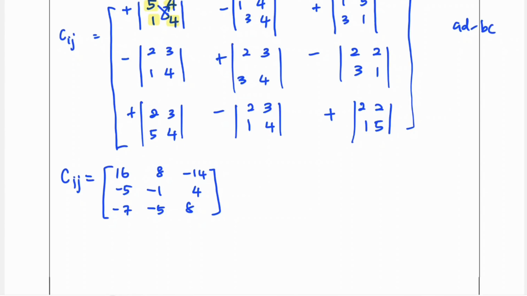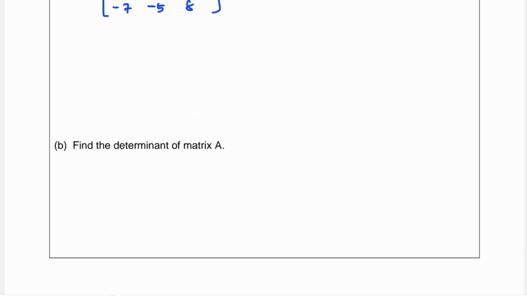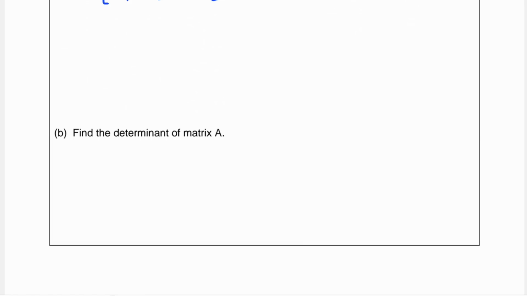Alright, and then we are going to continue with the last part, find the determinant of matrix A. You can choose any row or any column. So let's say we choose the first row. The determinant of A equals A11 C11. Or you can just directly calculate. So A1, I think I will write it first.